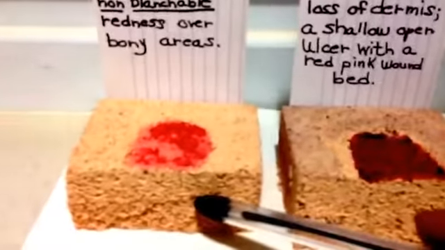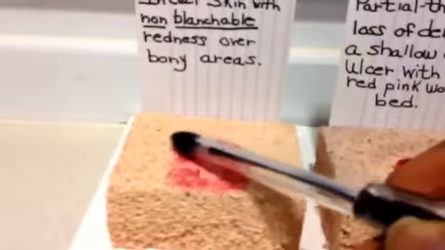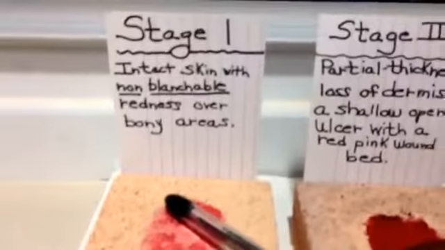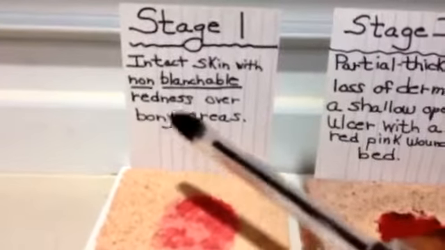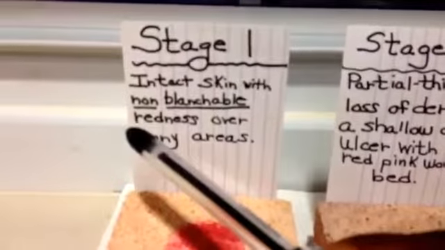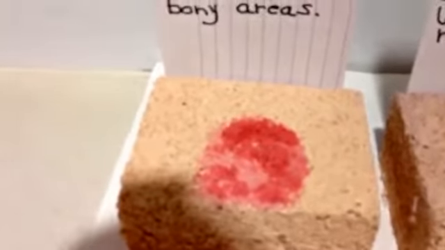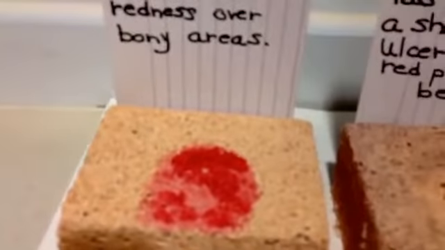Well, this is a skin, all right? This little box is represented by skin, and you can see some redness right over the surface. So in order to categorize a stage 1 wound, it's an intact skin with non-blanchable redness over the bony areas. So this area right here is the non-blanchable area, so that when you actually push on it, it doesn't blanch, that means it doesn't turn white when you touch it. Okay, that is the first stage of wounds.